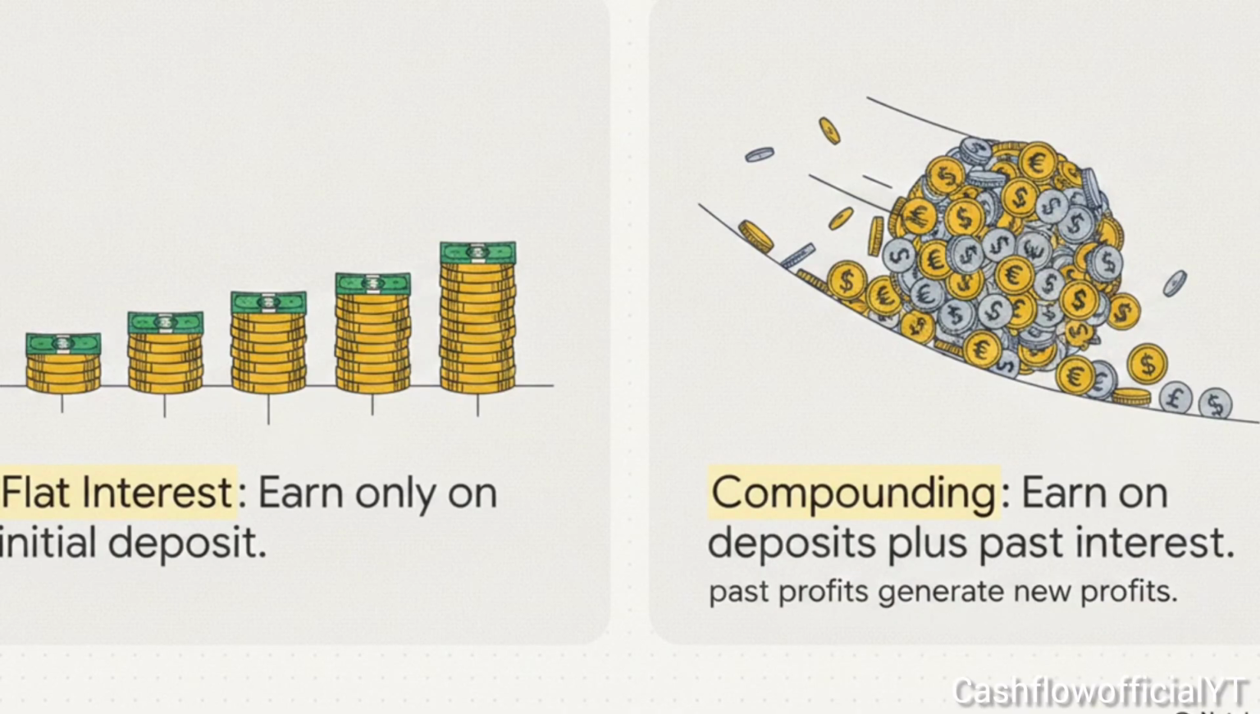See, traditional banks often just give you flat interest, meaning returns solely on your initial deposit. But SIPs, they compound. You earn returns on your monthly deposits, plus returns on the interest you've already accumulated. Over long periods, this creates a massive snowball effect. Compound interest doesn't just grow your money, it fundamentally accelerates time, because your past profits are actively working to generate brand new profits for you.